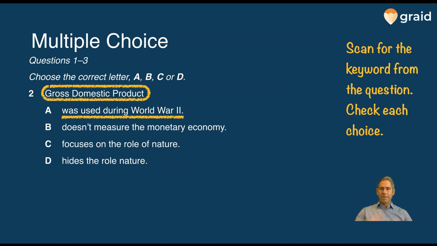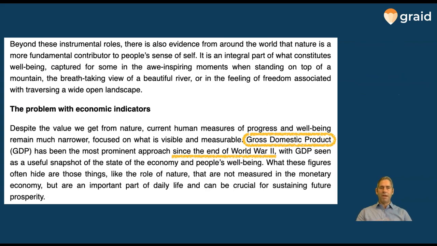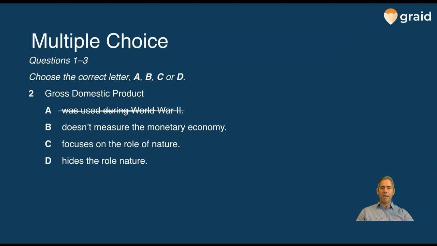We're going to repeat the same process. Gross domestic product is what we're going to scan for. It may be written as GDP. And we're going to check choice A. Gross domestic product was used during World War II. Okay, we can find it on this page. Gross domestic product, or GDP, has been the most prominent approach since the end of World War II. Now, that does not have the same meaning, because on the question paper it says GDP, or gross domestic product, was used during World War II. So we can eliminate that as an answer.